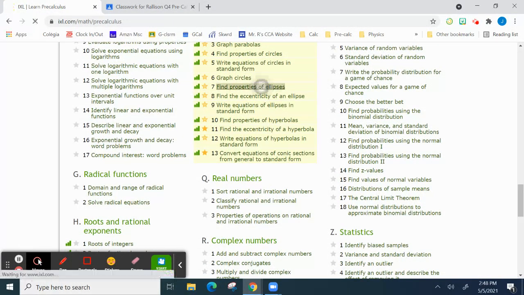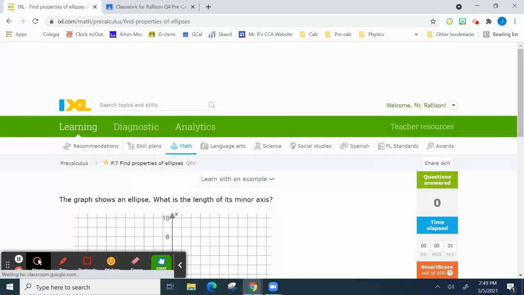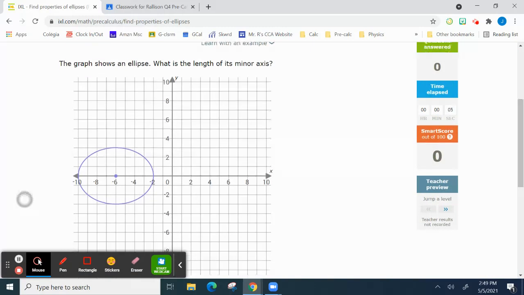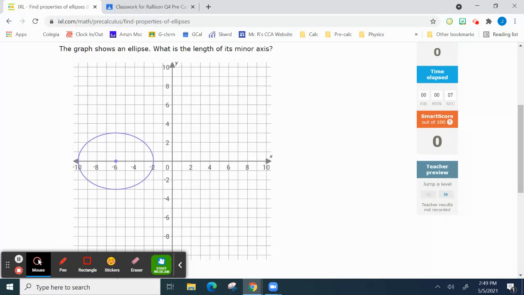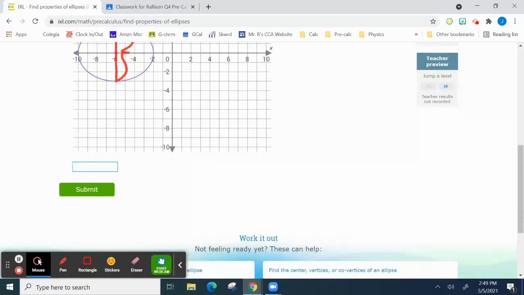This is P7, properties of ellipses, and I'm going to be going back and forth probably between that other document and this. This graph shows an ellipse. What is the length of its minor axis? The minor axis is the shorter one. Doesn't matter whether it's x or y. So that distance is 6, right? And I'm just going to do a couple of these, and then I'm going to jump a level.